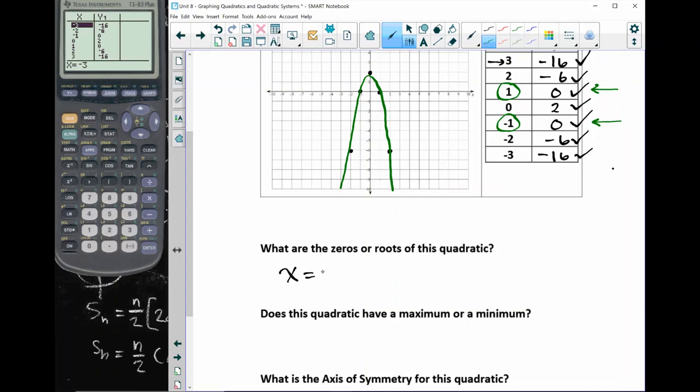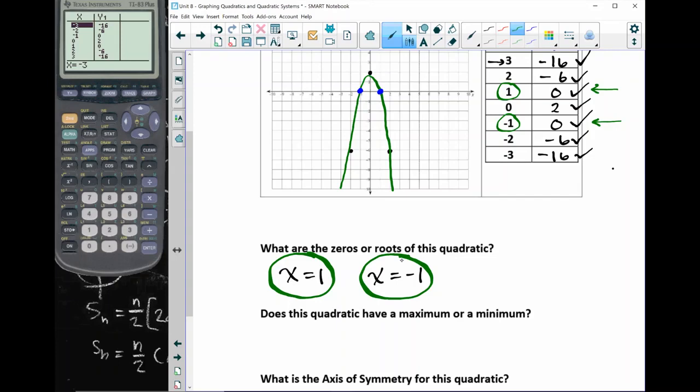X equals 1. And just to be doubly sure you understand what I mean, if I look here, this is where x equals 0, right in the middle. And that's not what I want. I want where the line crosses the x-axis, which is at 1. The other one right here is x equals negative 1. And just to be clear, that would be right here. So these are my two zeros or roots.